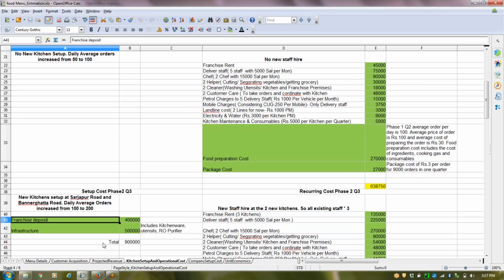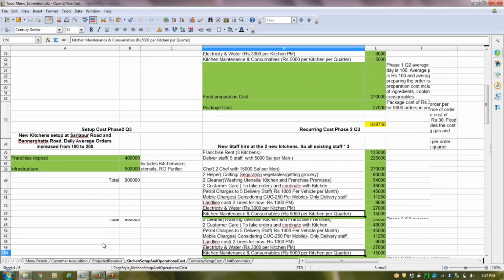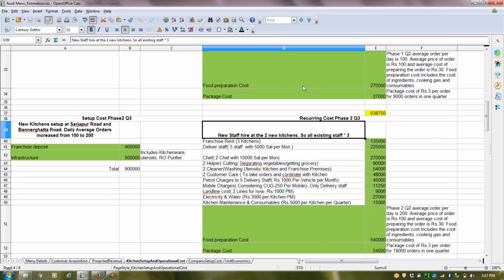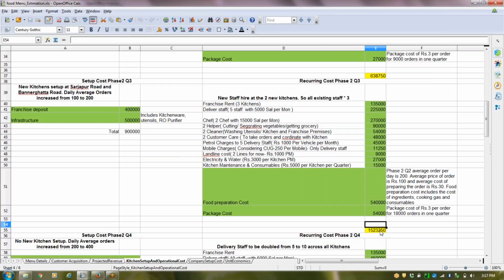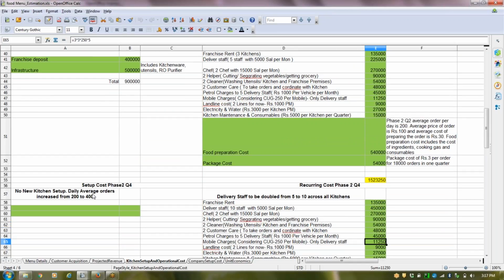Franchisee deposit was earlier 2 lakh. Now they are setting up for 2 locations, so it will be 4 lakh. And earlier the infrastructure was around 2.5 lakhs, which is now 5 lakhs because we have 2 locations. Now all these staff, everything would be increased. So all existing staff into 3, because earlier it was only 1 location, now it is 3 locations in total. And then you have the food preparation cost, the packaging cost and everything. And this is repeated again in phase 2 Q4, and again you are increasing the average number of orders.